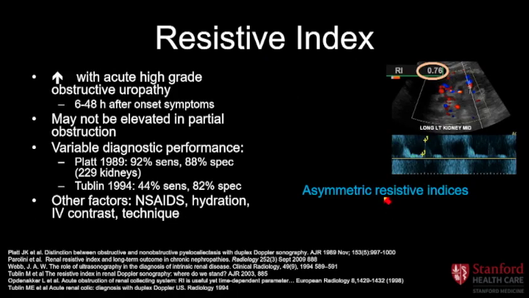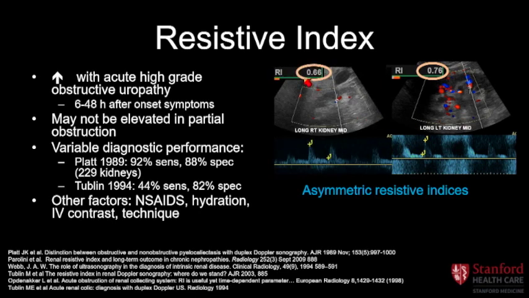The resistive index may also be elevated in patients who have acute high-grade obstructive uropathy. But again, there are some caveats with this. There's this narrow window where the resistive index is typically elevated, between 6 to 48 hours after the onset of symptoms. This is a patient who has some mild hydronephrosis. I would say the resistive index is mildly elevated, 0.76 on the left kidney. That is asymmetrically elevated compared to the right, which is only 0.66.